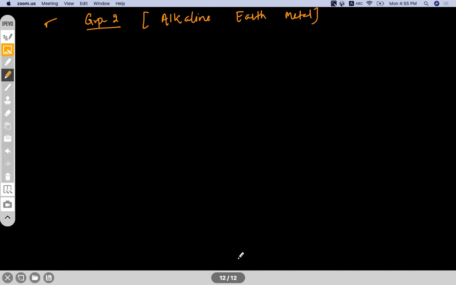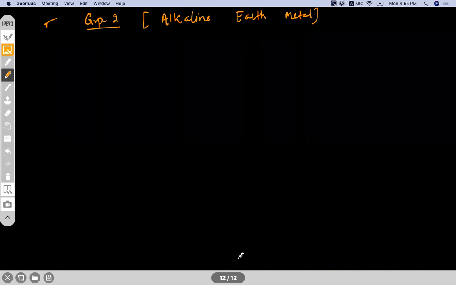Okay, see the group 2 elements, we also have the same kind of properties. What difference we have, that we'll see obviously. But in general, top to bottom, if you go, electronegativity decreases, size increases, ionization enthalpy decreases. These kind of properties are same over here, right? It is not going to change. It's very simple and same we have.